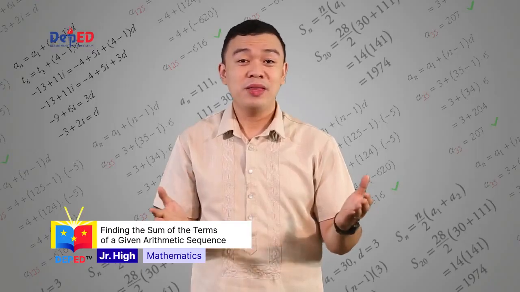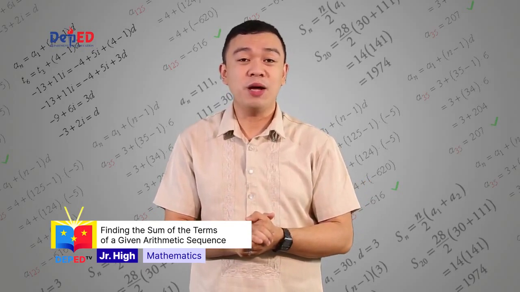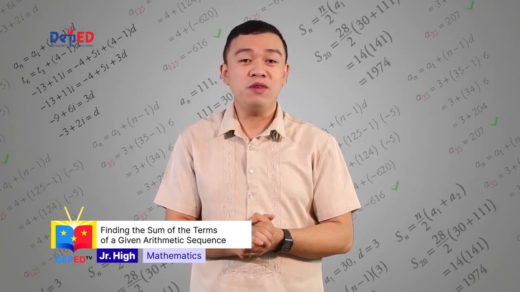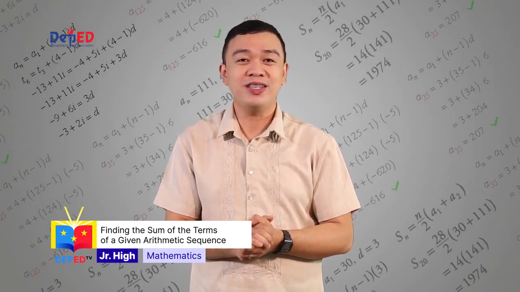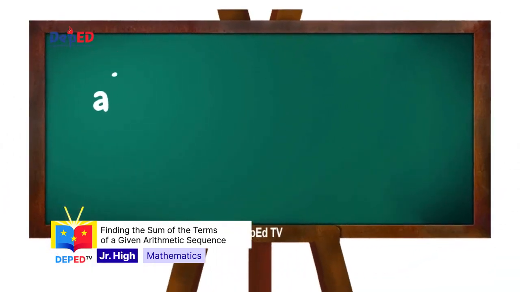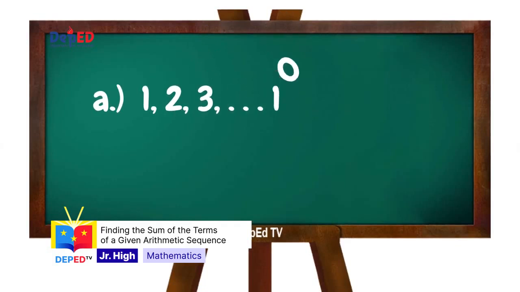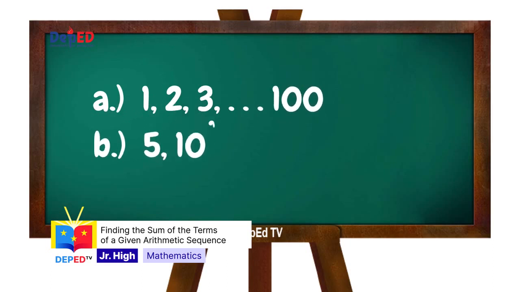For example, how do we compute the sum of all the terms of each of the following sequences? Letter A, 1, 2, 3, up to 100. And letter B, 5, 10, 15, 20, up to 50.